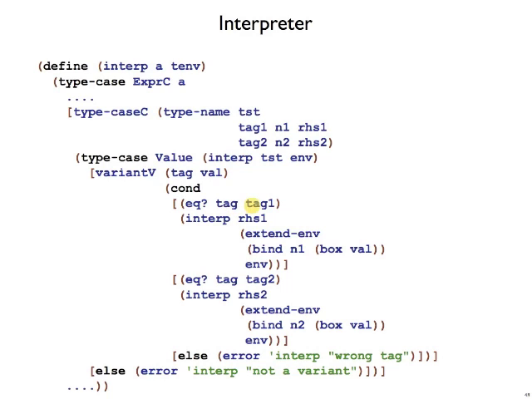But if you do match the first tag, then we start interpreting the right-hand side for the first case, right? The expression for the first case. And as we do that, we bind the name that goes along with the first variant case to the value that was inside the variant, right? So we've matched this variance tag to the first case, we pull out its value, bind it to a variable. This box here is because we still have letrec, and so all our environments have boxed values inside. Right? If it matches tag 2, it's exactly the same, just for the second expression with the second name.